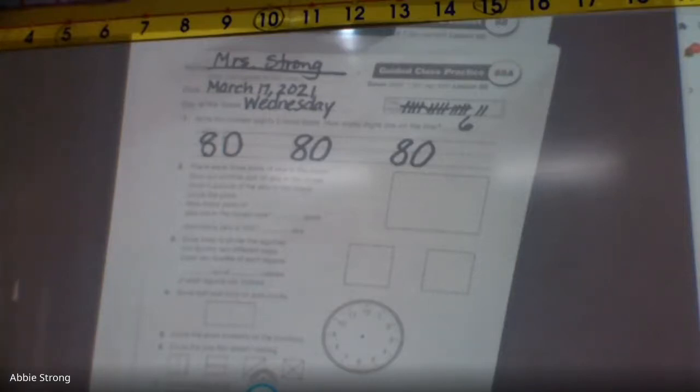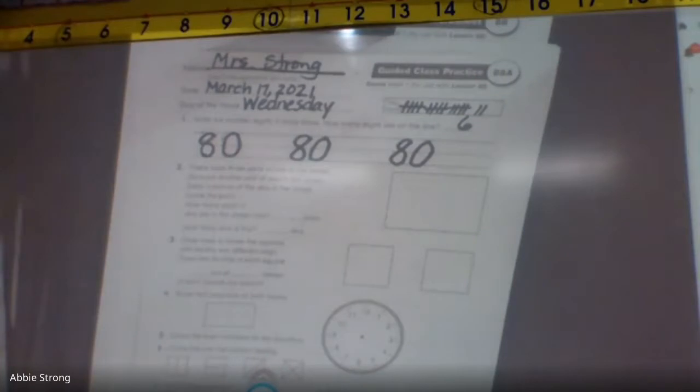All right. Look at number 2. It says there were 3 pairs of skis in the closet. Sarah put another pair of skis in the closet. Draw a picture of skis in the closet. Circle the pairs. All right, does anybody know what a ski looks like? What do skis look like?